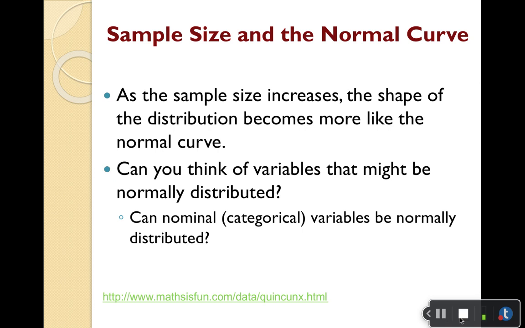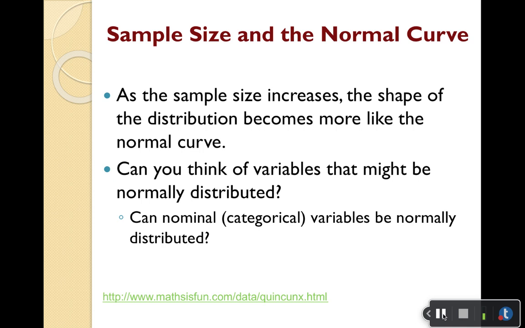So another thing that affects the normal curve, and this will become really important when we start running our statistics, is sample size. So in general, as our sample size increases, the shape of our distribution becomes more like that normal curve. So as I said before, there's lots of variables that tend to be normally distributed. One thing to consider is whether or not nominal or categorical variables can be normally distributed. So something like gender that maybe only has 2 values, if you were to plot that in a curve, it's definitely not going to follow that normal shape.